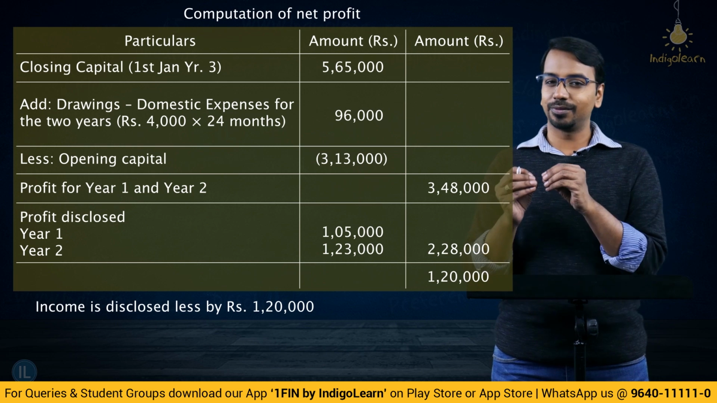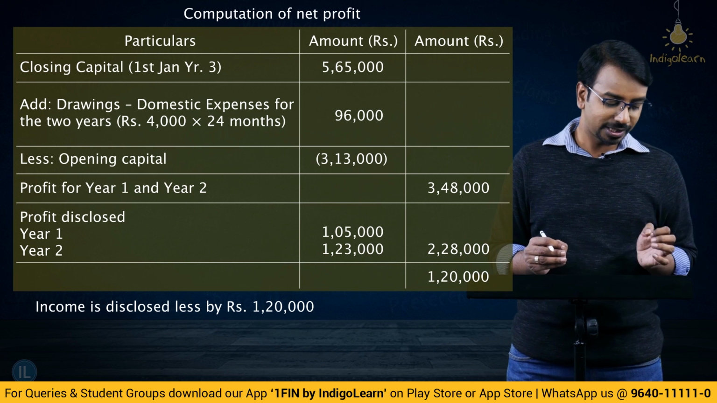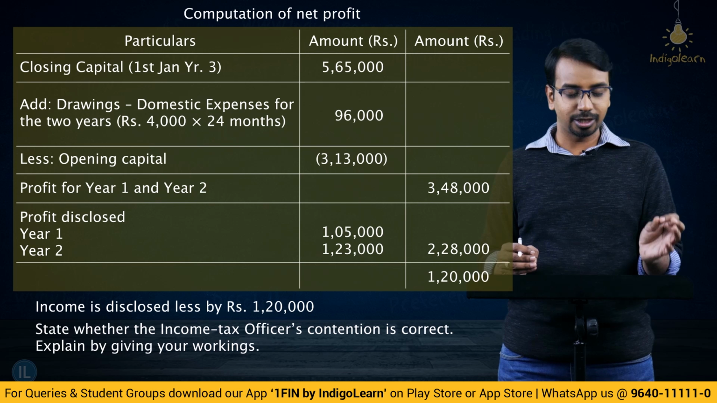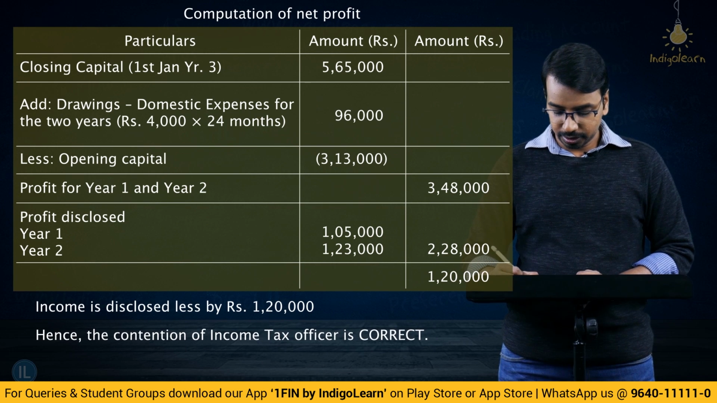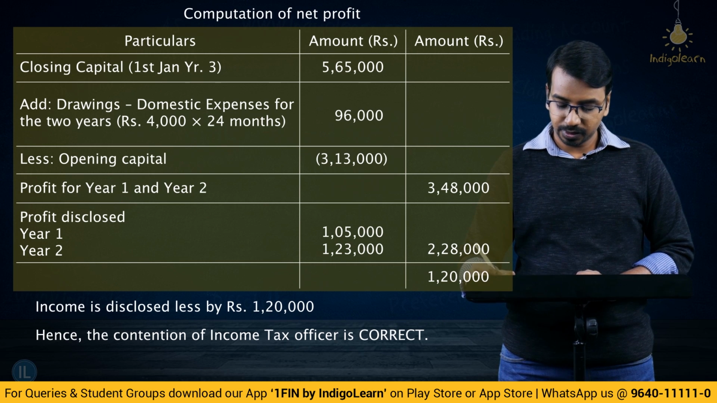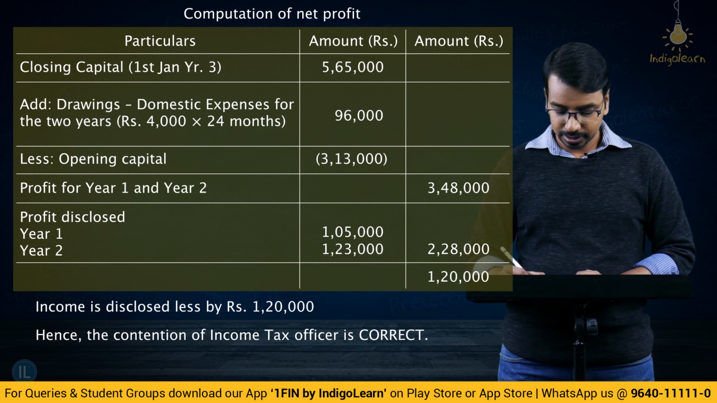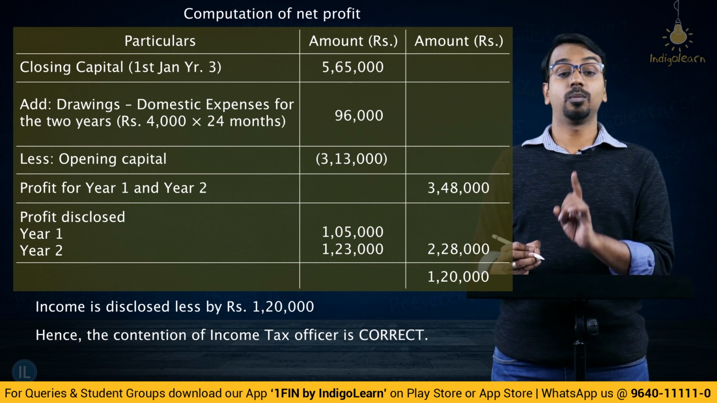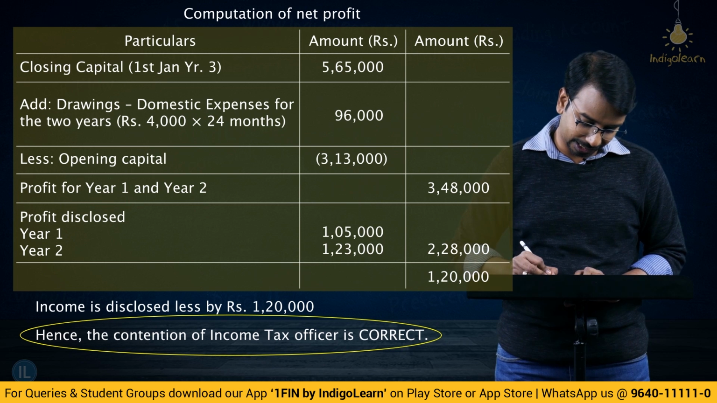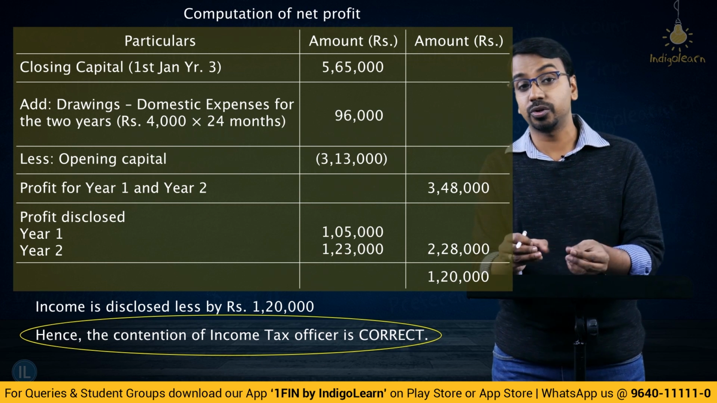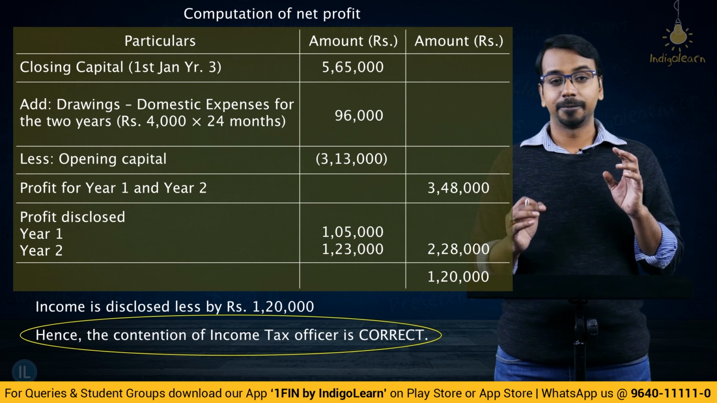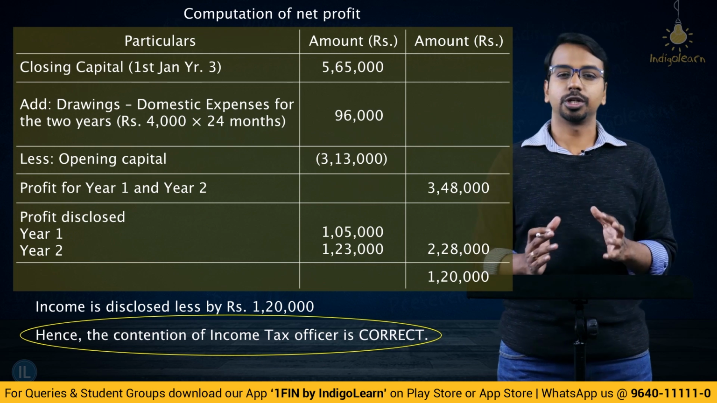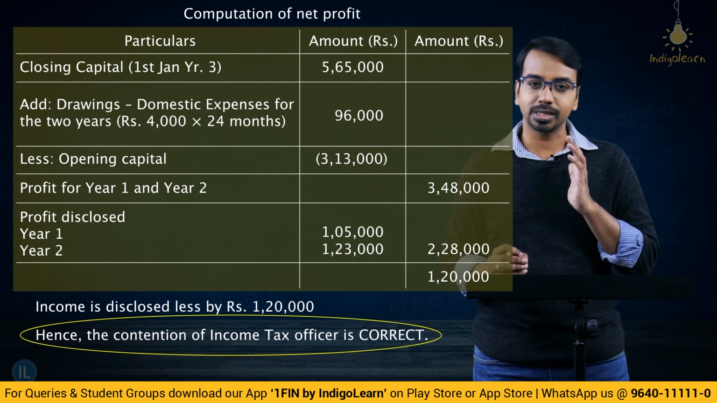So what is the conclusion? Don't leave the answer here. Read the question. The question says, state whether the income tax officer's contention is correct. So hence the contention of the income tax officer is correct. For this you will get 1 mark. If you don't write this conclusion at the end, you will lose 1 mark. Though your computation would have been correct, you have to answer the requirement of the question. Though your answer might be correct, if you don't give the conclusion, you will not score full marks.